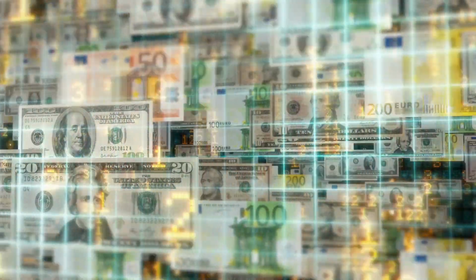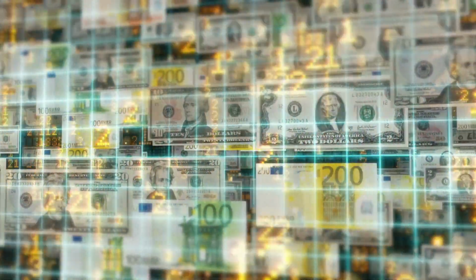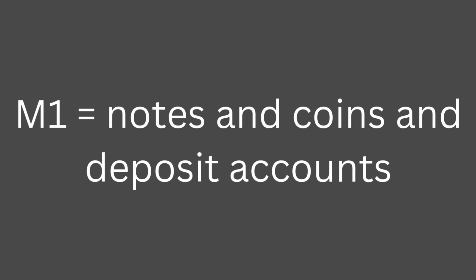If money isn't just cash, how do we measure it? Economists use different definitions, called the money supply. The narrowest, M0, includes just physical cash and coins. M1 expands to include checking accounts, which can be accessed instantly.